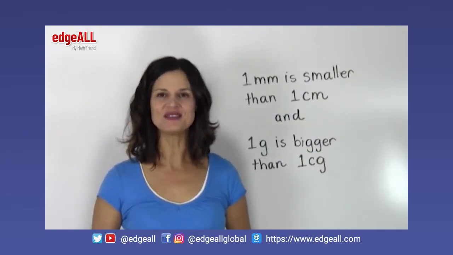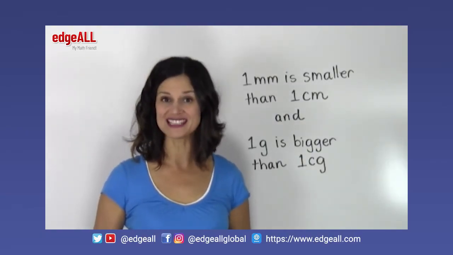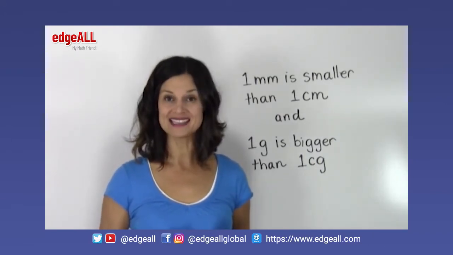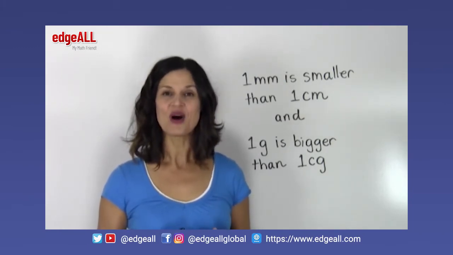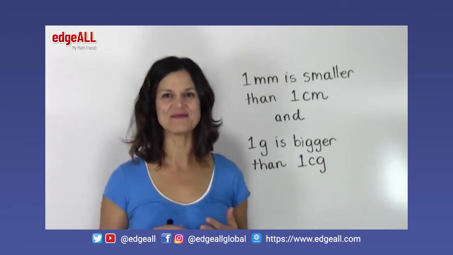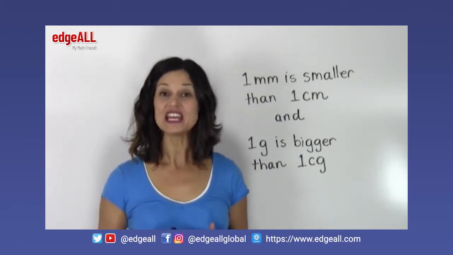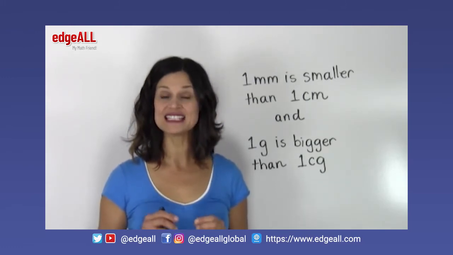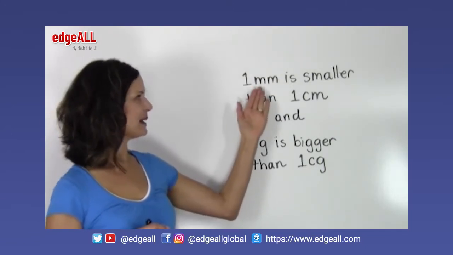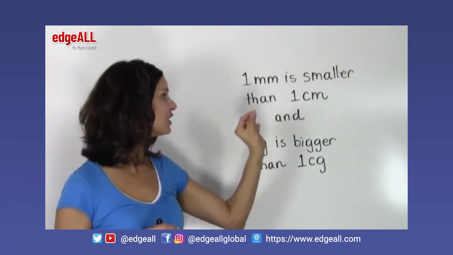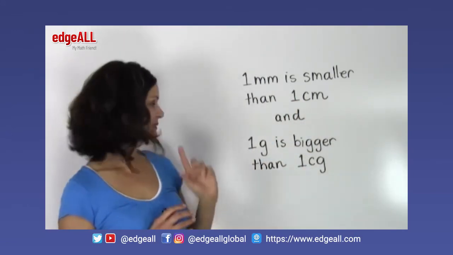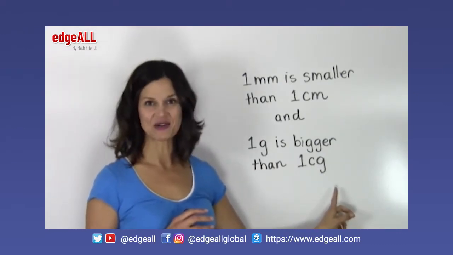So far, you have learned about different types of units. You have learned about units to measure distance, mass, and volume. You also learned that there are multiple types of units to measure distance, mass, and volume. Each unit represents different sizes of measurement. So, for example, 1 millimeter is smaller than 1 centimeter, and 1 gram is bigger than 1 centigram.